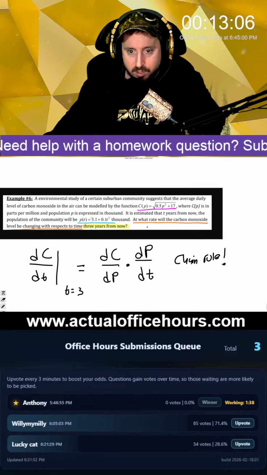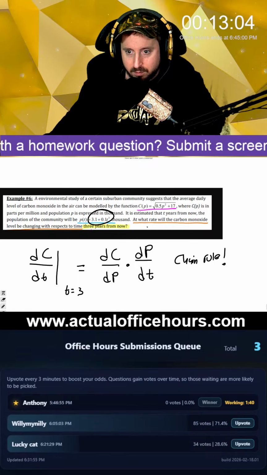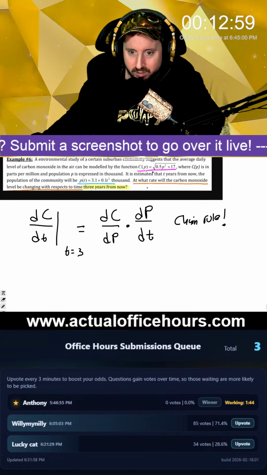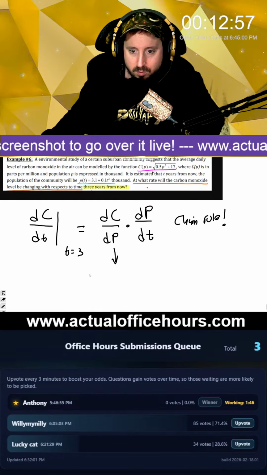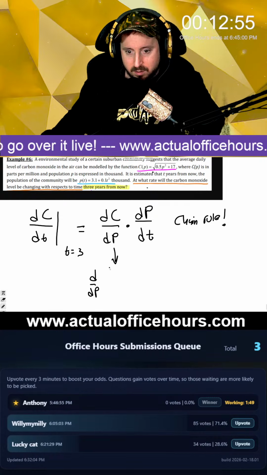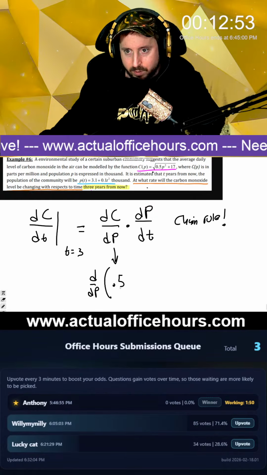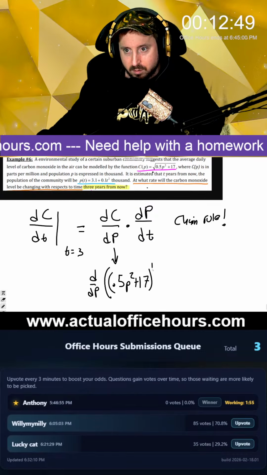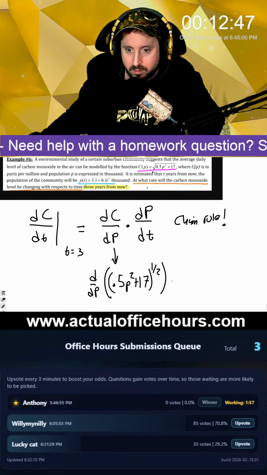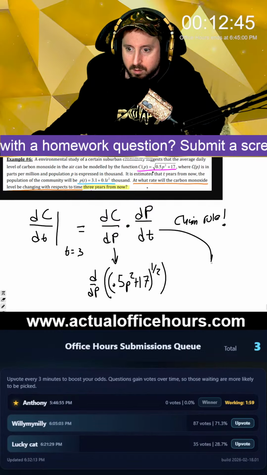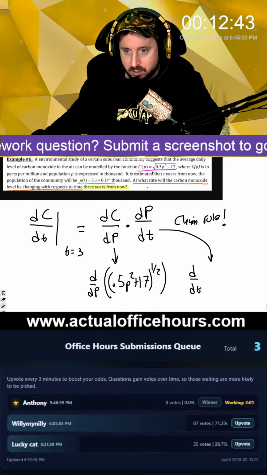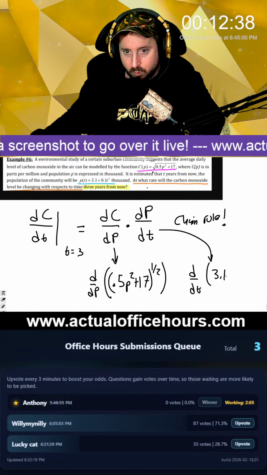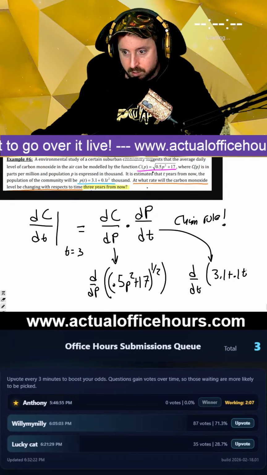You could have also just plugged this into here and done it, but that would look kind of weird. It just looks ugly. Okay. So this is d/dp of (0.5p squared plus 17) all to the 1/2. And then this is d/dt of 3.1 plus 0.1t squared.